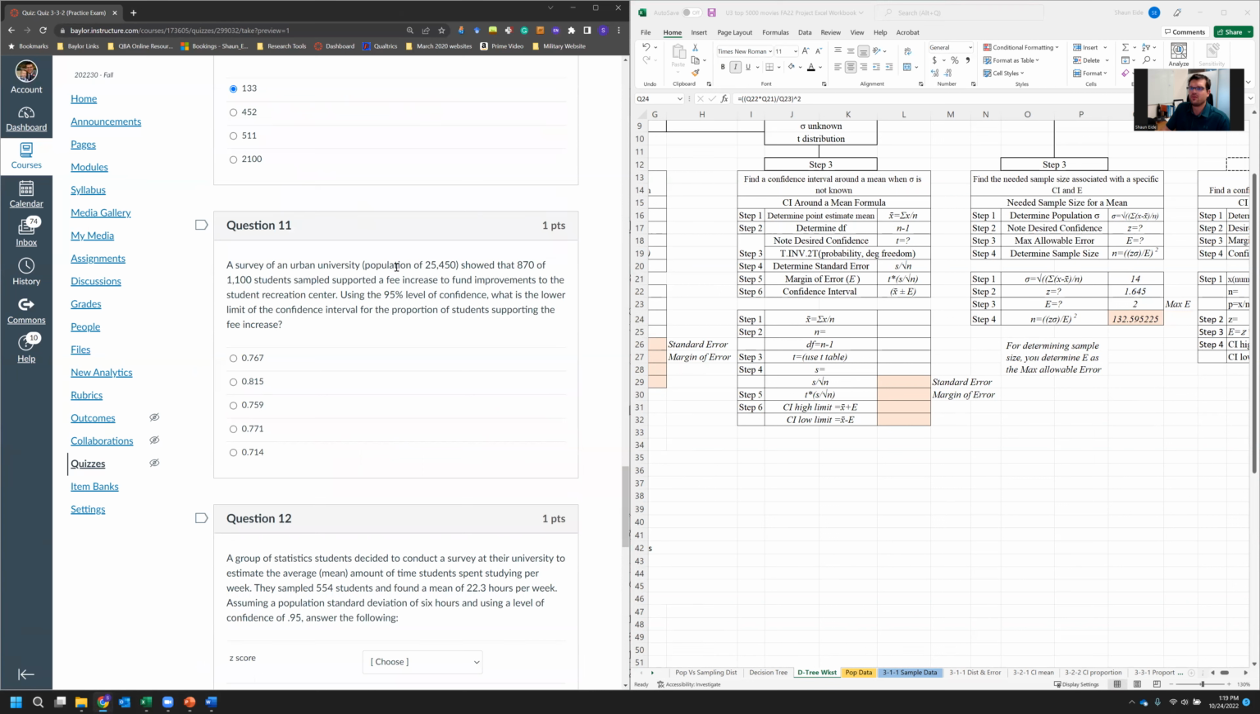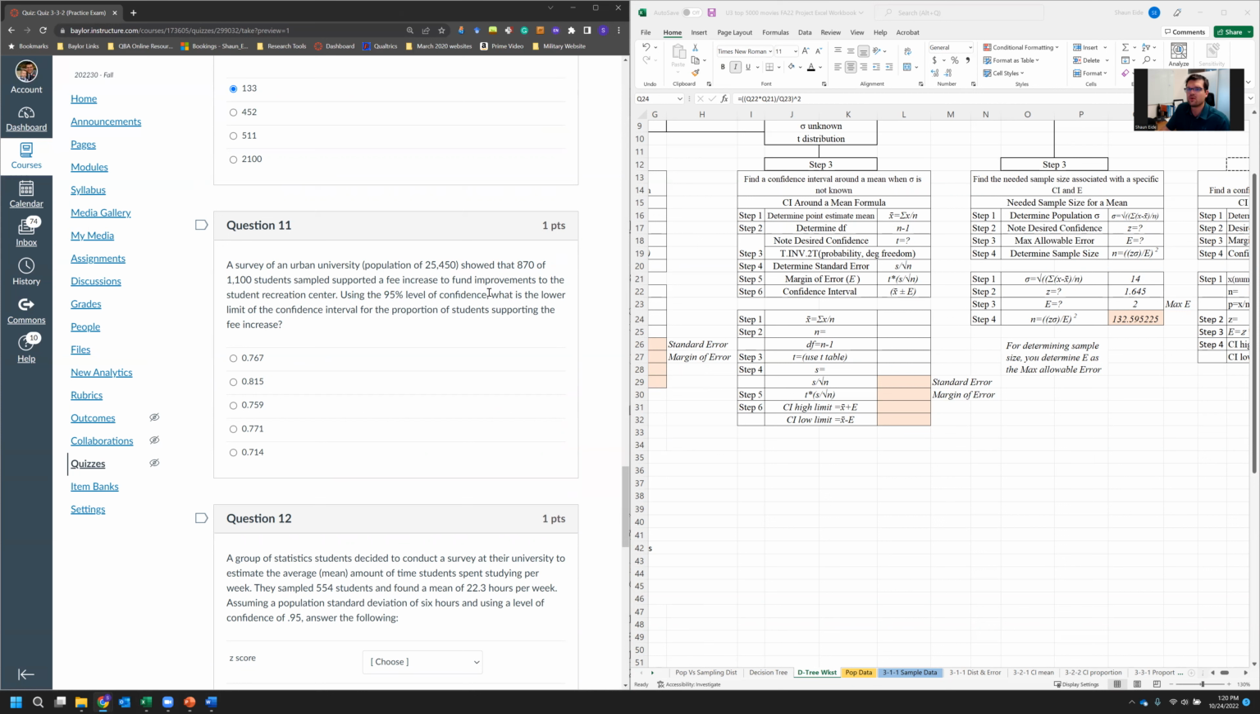Okay. A survey of an urban university population of 25,420 showed that 870 out of 1,100 students sampled supported fee increases to fund the improvement of the student center. But once again, the first thing that you need to do is ask yourself, what is this question asking? Using a 95% level of confidence, what is the lower limit of the confidence interval for the proportion of students supporting the fee increase? Okay, so we want the lower limit of the confidence interval. So we're doing a confidence interval around a proportion because you've got a proportion of 870 out of 1,100.